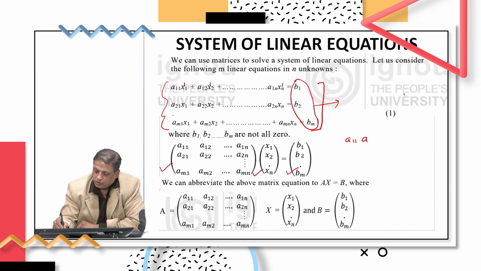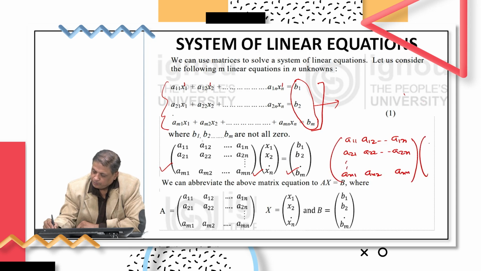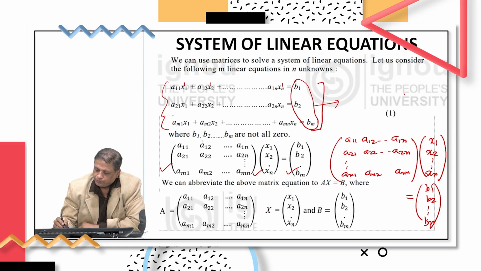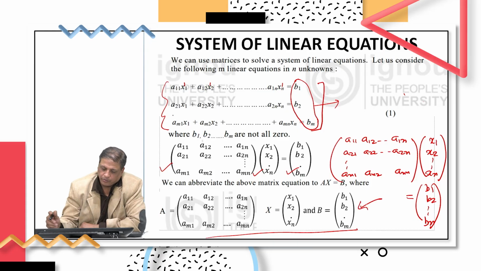So a11, a12 up to a1n, a21, a22 up to a2n. Similarly, an1, an2 up to ann into x1, x2 up to xn. We will get it equal to b1, b2 up to bn. So this is the system of equation. This is the matrix representation of the system of equation.